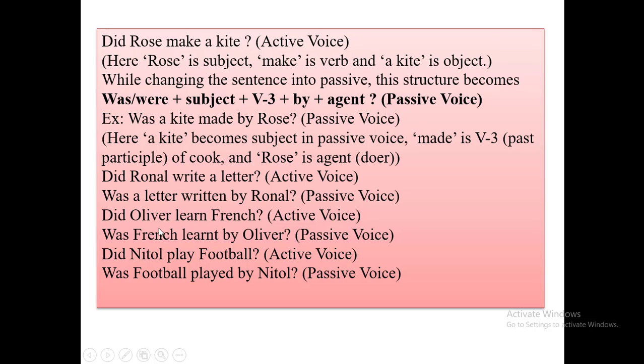Did Oliver learn French? This passive voice is was French learned by Oliver. Did Nicole play football? This passive voice is was football played by Nicole.